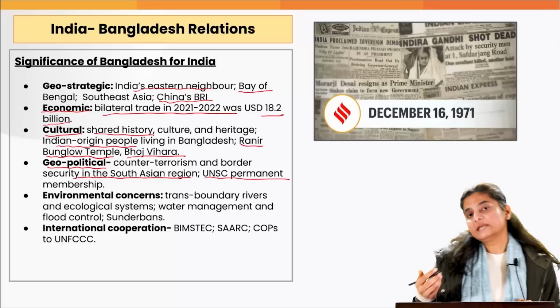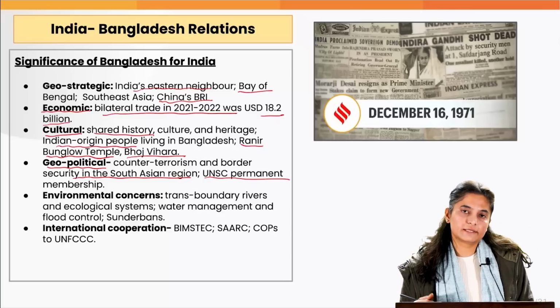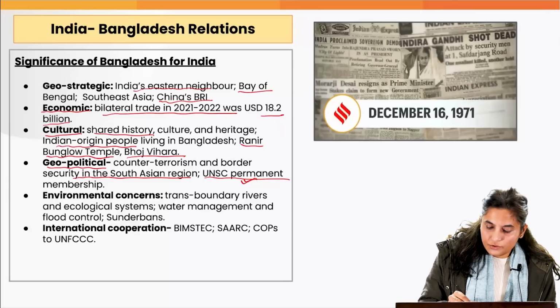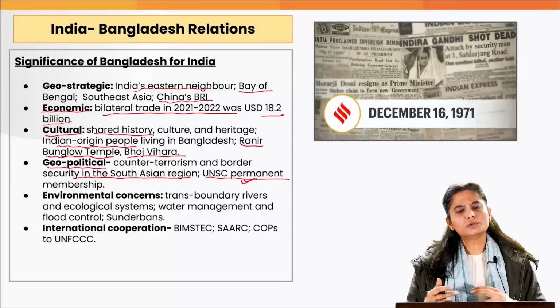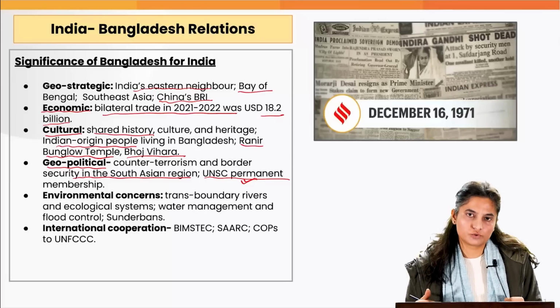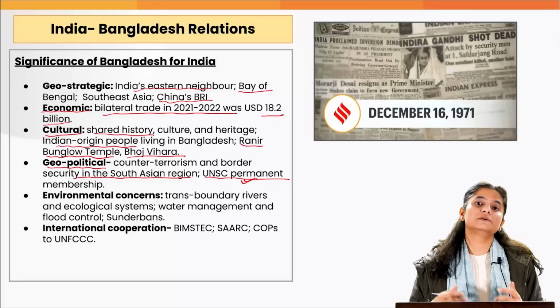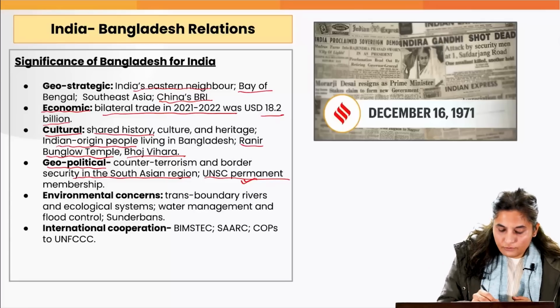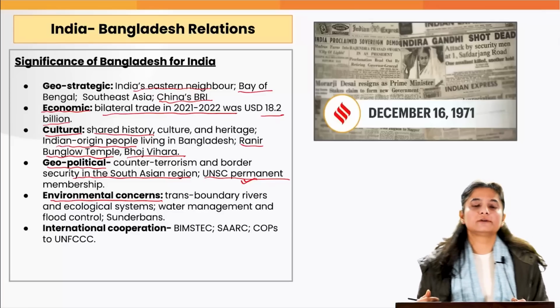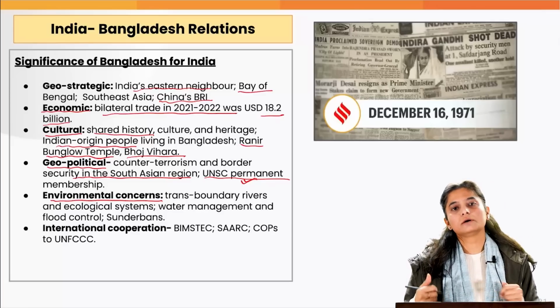And then also India needs the help of Bangladesh in securing UNSC permanent membership. So the relationship is mutual and we have to take care of and cater to the concerns of each other because we are permanent neighbors.